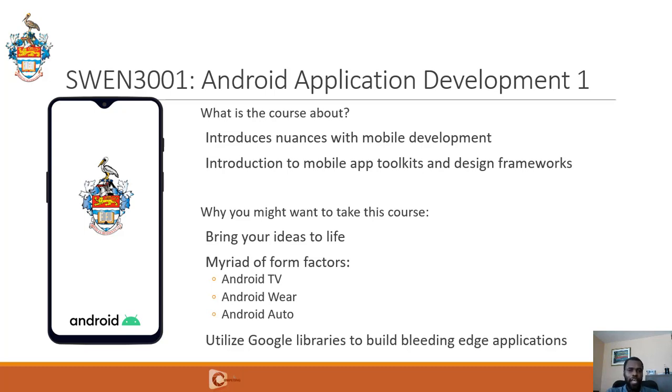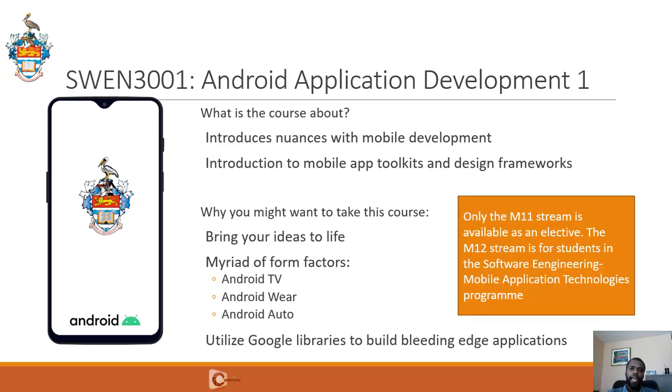Many people want to have mobile components to their applications. So you learn how to deal with a myriad of form factors ranging, say, from Android TV, Android Wear, Android Auto. And then you learn how to use Google libraries so that you can build bleeding edge applications. And as I said, only the M11 stream is available as an elective. The M12 stream is for students in the Software Engineering Mobile Application Technologies program.